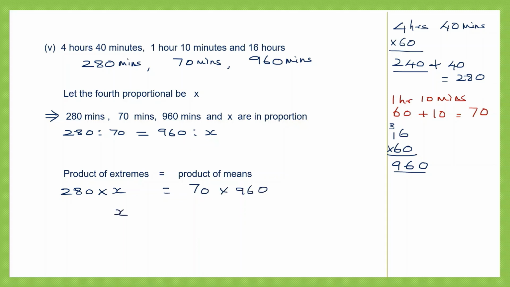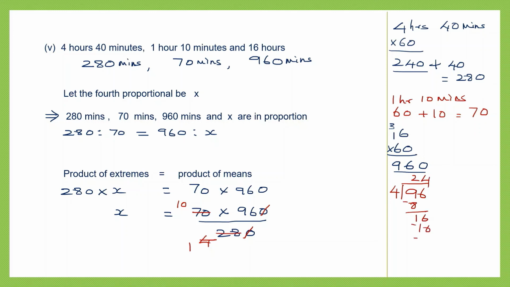So let's find x. We will leave 70 into 960 on the right hand side and carry this 280 from the left hand side to the right hand side. Becomes division. Now let's simplify. Cancel the zeros. We can divide 70 and 28 both by 7, isn't it? 7 tens are 70 and 7 fours are 28. Now I can cancel 96 and 4 both by 4. 4 ones are 4. 4 into what is 96? Let's divide and see. 96 divided by 4, what do we get? 4 twos are 8 minus 16. 4 fours are 16 minus. So it's 24. 4 into 24 is 96.